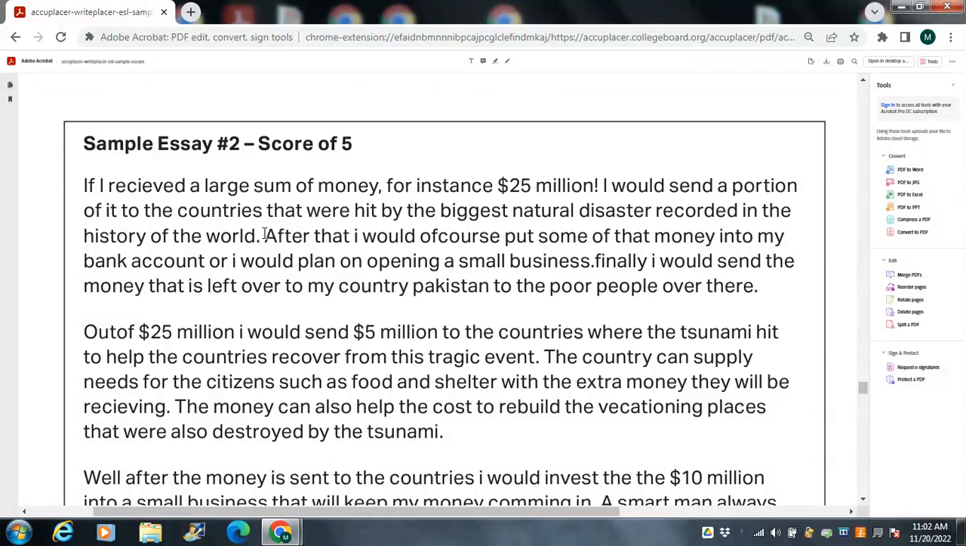With that said, their second sentence is set up really as a complex sentence because "that" is acting like a dependent marker. So in this case, "that were hit," I would send a portion of it to the countries. Now, if we were writing this correctly, we would say something like, I would send a portion of it to the countries hit by the biggest natural disaster recorded in the history of the world.